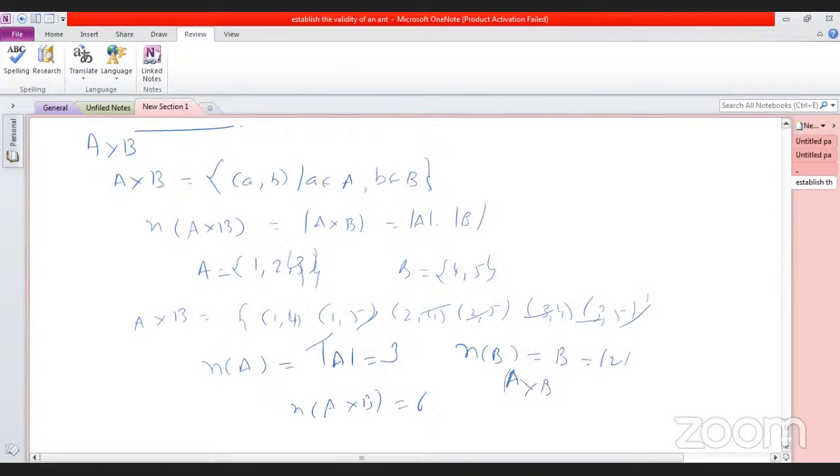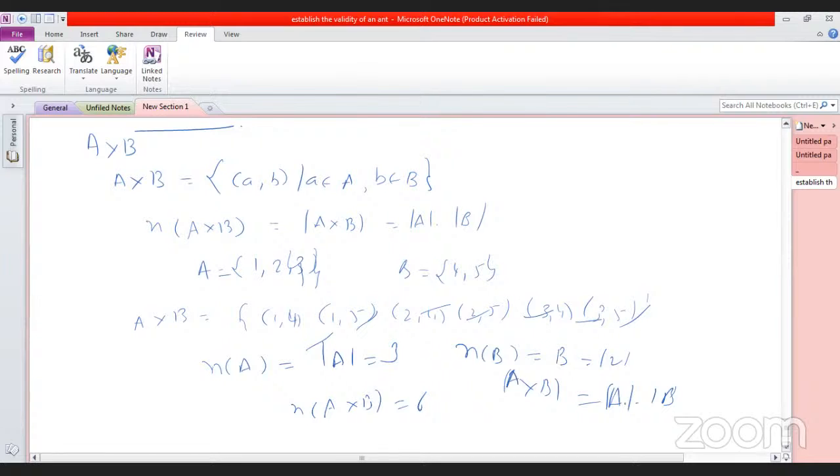So n(A cross B) is equal to n(A) dot n(B). This is a multiplication process we are doing. This is called the product rule. So this is known as the product rule. It can be extended to any number of sets, that is A1, A2, and so on up to An, non-empty sets.